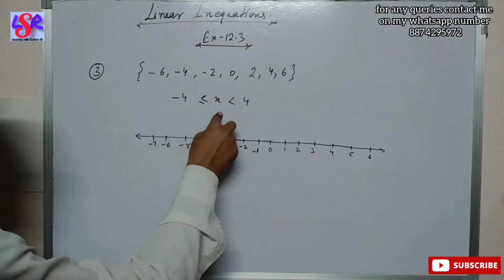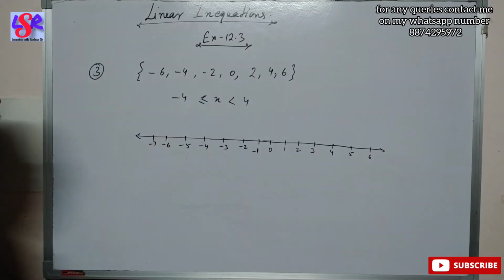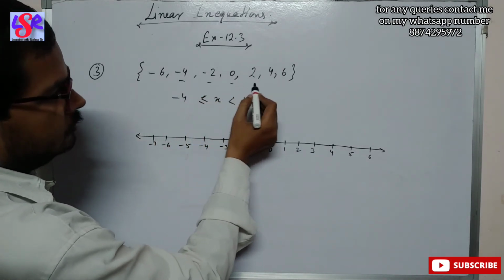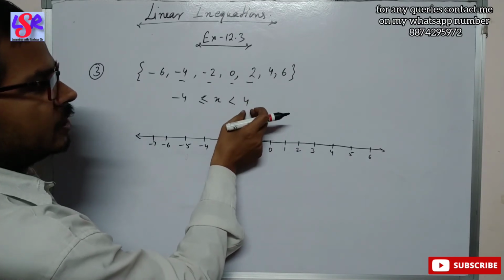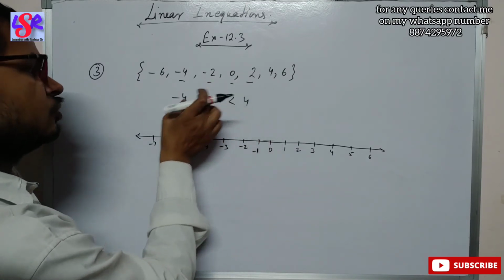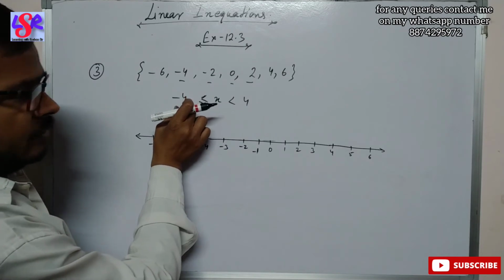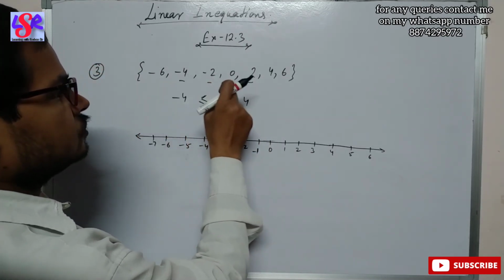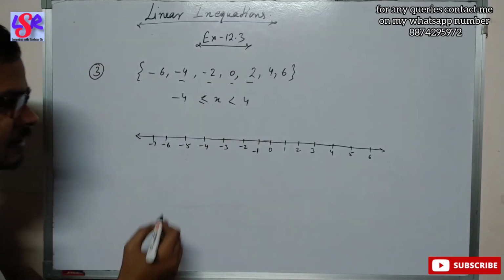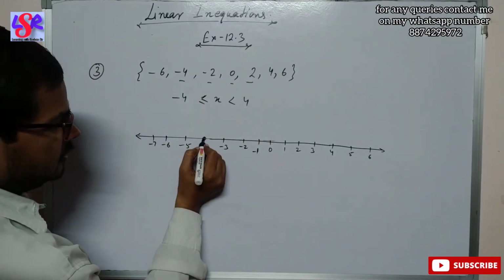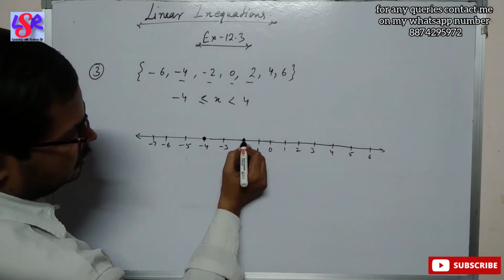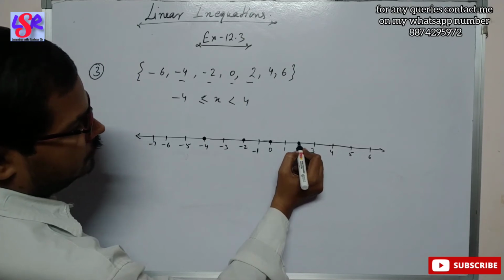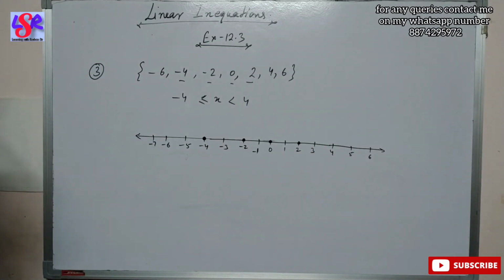So here x is greater than equals to minus 4. So we are going to take minus 4, minus 2, 0 and 2 because we have to take the numbers less than 4 also. So it should be greater than equals to minus 4 and less than 4 also. So we've got only minus 4, minus 2, 0 and 2. And we are going to plot these numbers only over here. So minus 4 we have got, minus 2 we have taken, 0 we have plotted and 2. So this is the answer for this question.